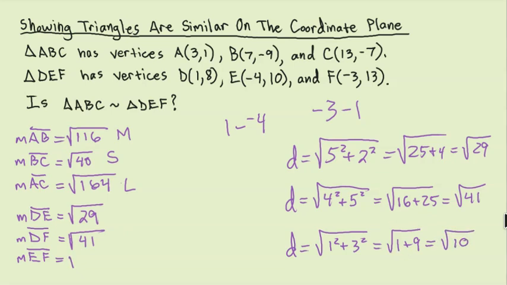That looks like the shortest side here. So the shortest side of this triangle is EF with the square root of 10. The middle side is DE with the square root of 29. And the longest side is DF with the square root of 41. Okay? All right, now we're going to look back at our procedure to see what we should do next.